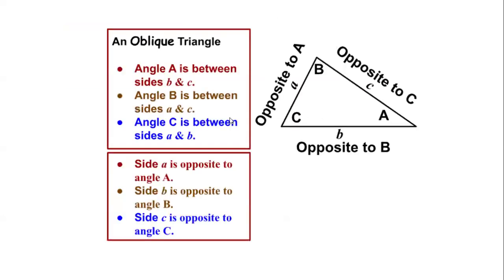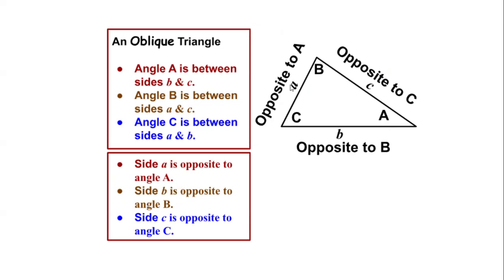So let's move on to the oblique triangle. As you can see, angle A is between sides B and C. Angle B is between sides A and C, and angle C is between sides A and B. So the word between is commonly mentioned when talking about angles and sides of an oblique triangle, but not with the right angle triangle. You cannot mention the word between, but you can for the oblique triangle.